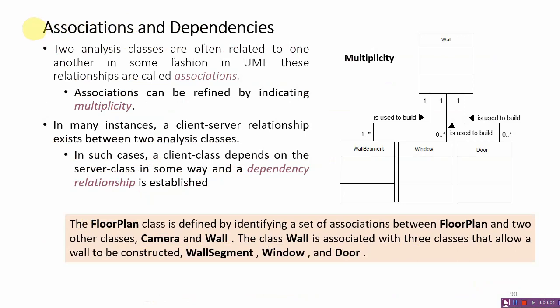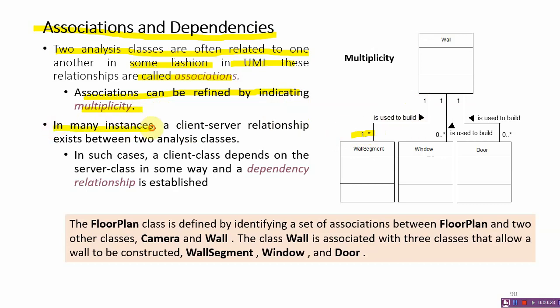One of the important terminologies in class-based modeling is associations and dependencies. Two analysis classes are often related to one another in some fashion. In UML, these relationships are called associations. Associations can be defined by indicating multiplicity. Multiplicity can be indicated this way: one to many, many to many, one to one.